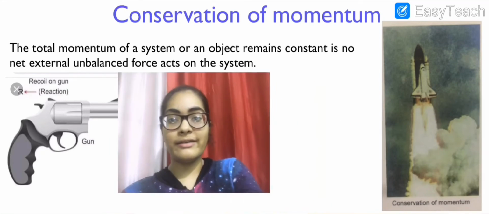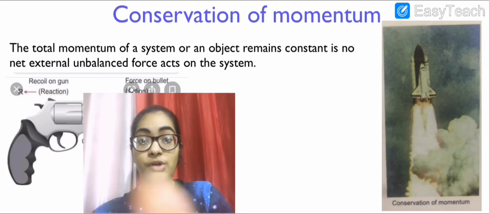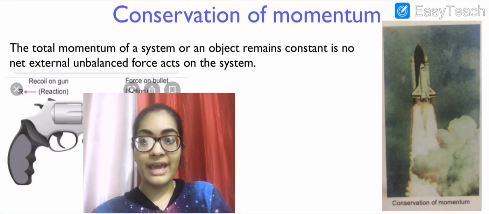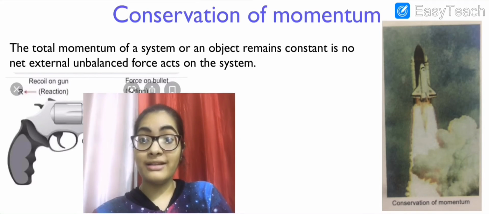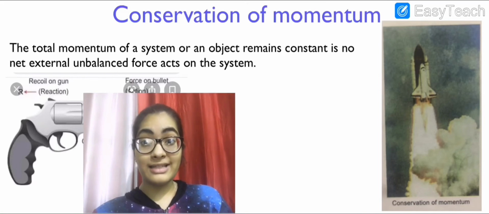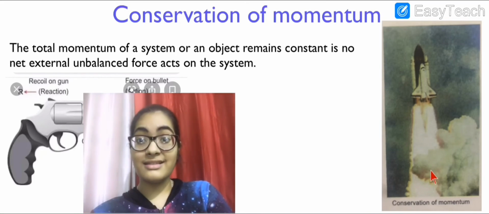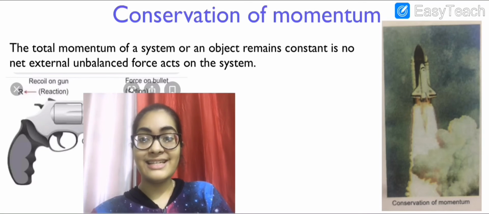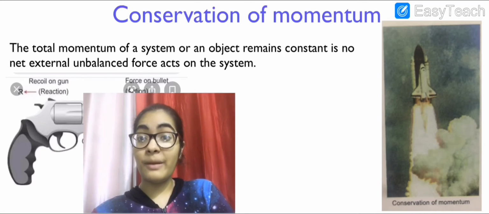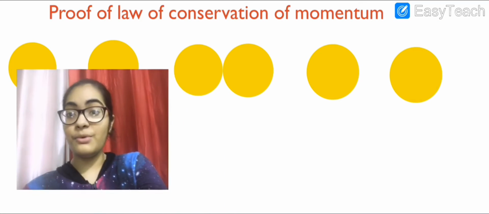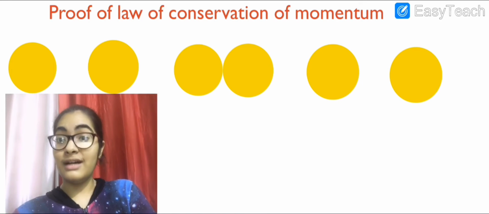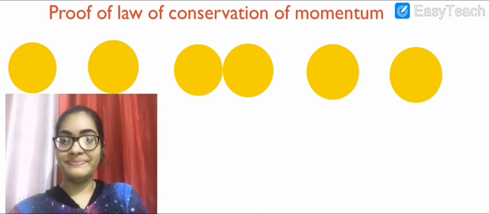We are going to see another example, that is rocket propulsion. Ever seen this? How many of you have seen Mission Mangal? When the Mangalyaan is being launched, this is the scenario, right? So you are going to study about rocket propulsion in detail in your higher classes. Today we are going to see the recoil velocity. Before that, we'll see the proof of conservation of momentum. Okay?